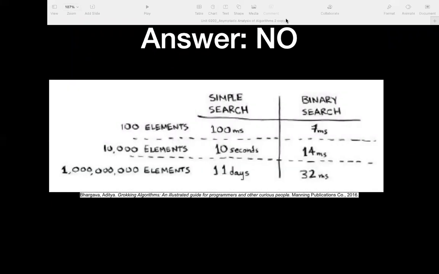Here it is, right? A simple search takes 100 milliseconds. Binary search takes 7 milliseconds. We have more answers coming. 1 billion seconds, absolutely correct. What you are saying is absolutely right. It is going to take 1 billion seconds. And for 10,000 elements, simple search is going to take 10 seconds, while binary search is going to take 14 milliseconds. Things are in control. And as soon as the elements become 1 billion, simple search is going to take 11 days, right? 11 days. Whereas our binary search is going to take only 32 milliseconds.